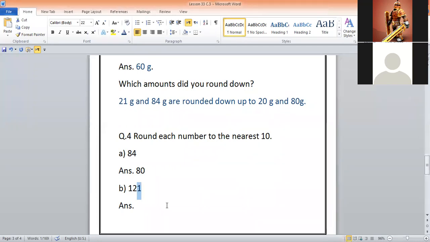Whenever you round off, you know that in the ones place there will always be 0. The hundreds place will not change. It will be the same, 1. You just need to check the tens place now. It is 1. 1 is less than 5, so you don't need to add 1 in the tens place. It will become 120. Clear, guys?